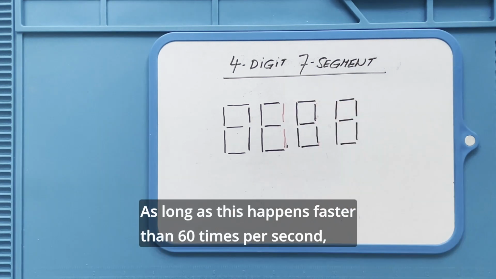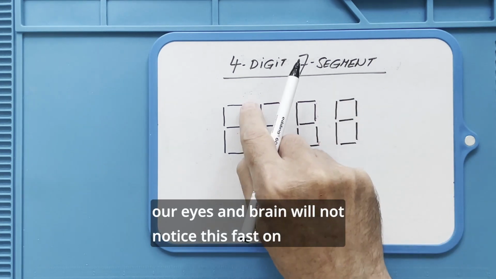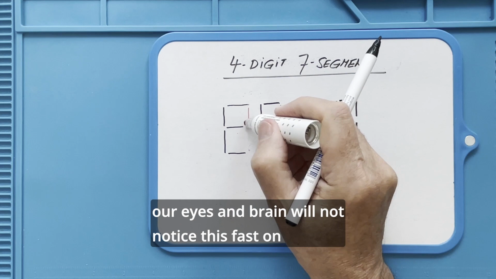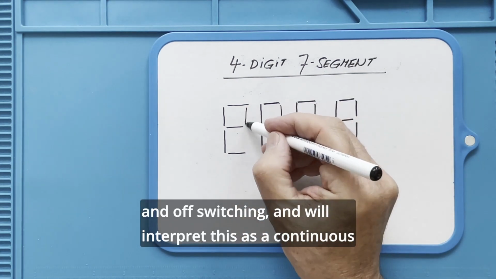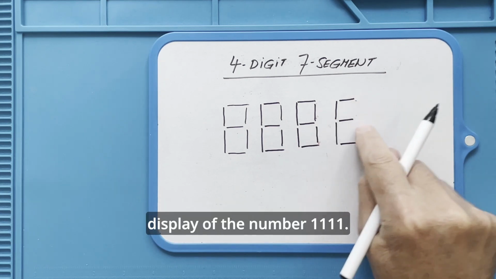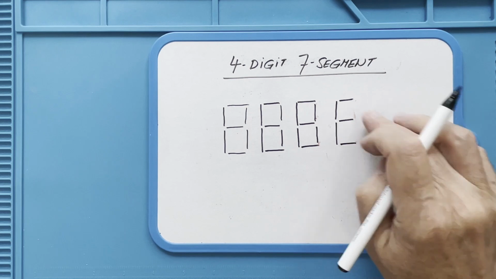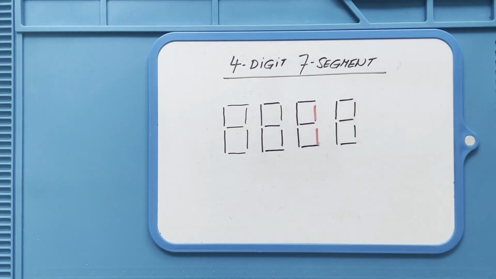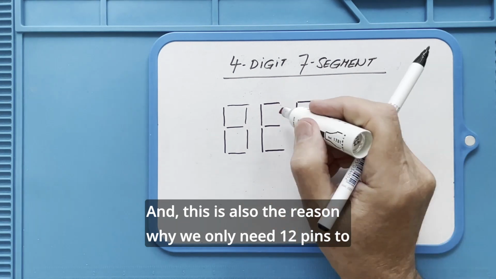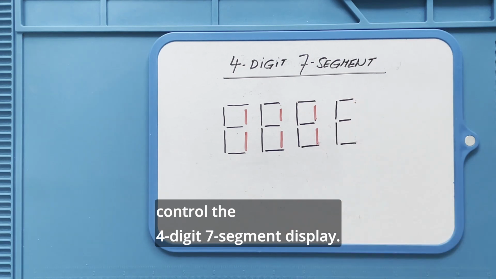As long as this happens faster than 60 times per second, our eyes and brain will not notice this fast on and off switching and will interpret this as a continuous display of the number 1111. This method is called multiplexing. And this is also the reason why we only need 12 pins to control the 4-digit 7-segment display.